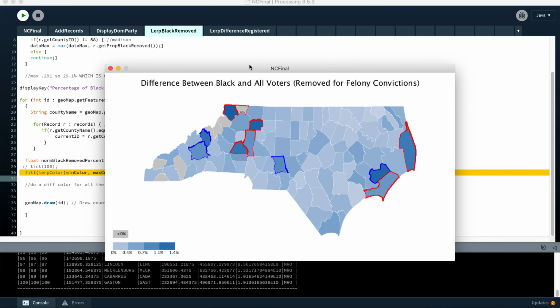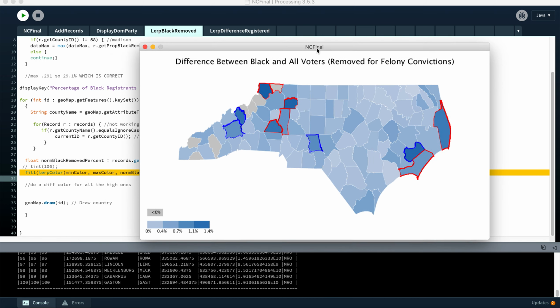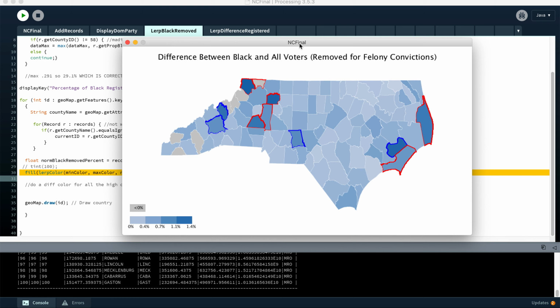So this is my first map, and this map is displaying the difference between black and all voters who are removed for felony convictions. Felon disenfranchisement is a big deal, something that states have kind of battled with, and I just wanted to show how many people were removed for felony convictions, what the difference is between the black population and the total population, and what the party preferences and party leanings of the counties with the largest differences were. So as you can see, these outlines represent the party with more registered voters in that county.